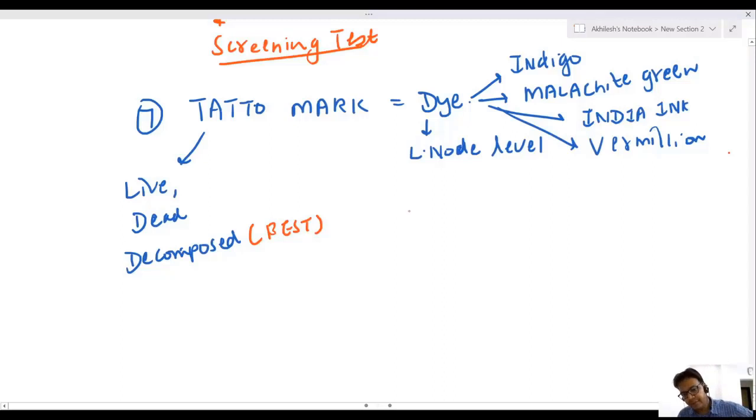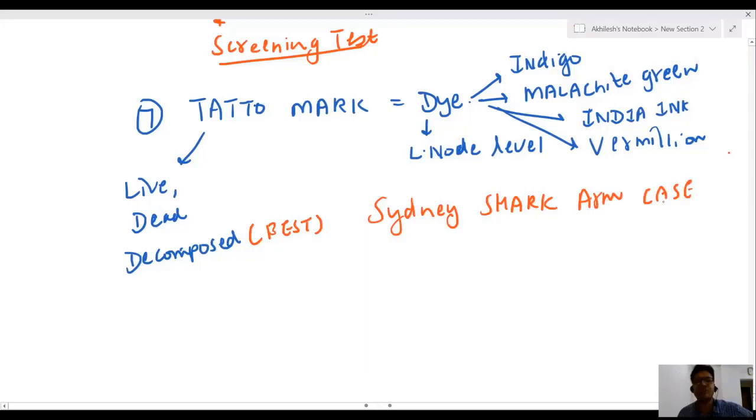There was a very famous case which was identified by a tattoo mark, that was the Sydney shark arm case.